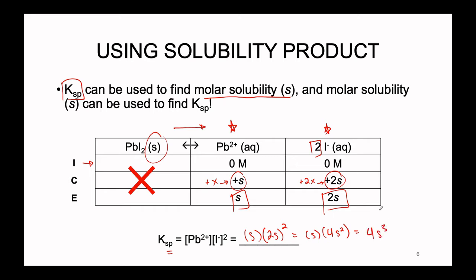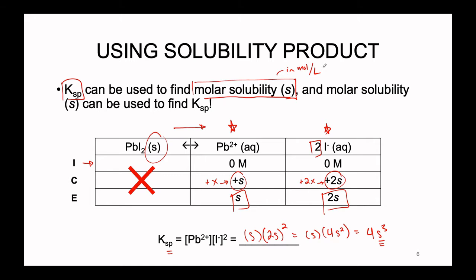Now, what this means is if we know what our Ksp is, which we can go back to, again, Appendix 18.4 or Appendix 3 in order to find a Ksp value, all we need to do is rearrange and solve for this variable s to know exactly what the molar solubility in molarity, again, in moles per liter, for this lead iodide would be. All right, so let's look at a couple of example problems.